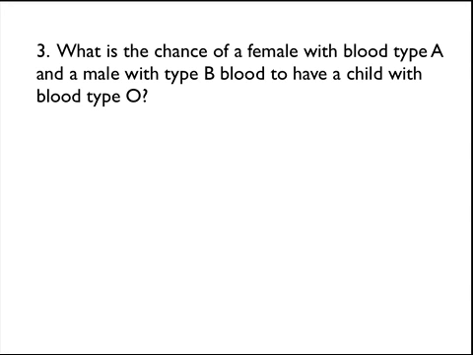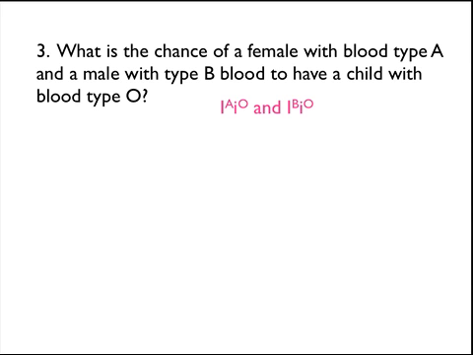What is the chance of a female with blood type A and a male with blood type B to have a child with blood type O? Well, what we have to do here is make an assumption about what the parents could be. And the only way that this is possible for them to even have a baby with type O is if both of them are actually heterozygous.